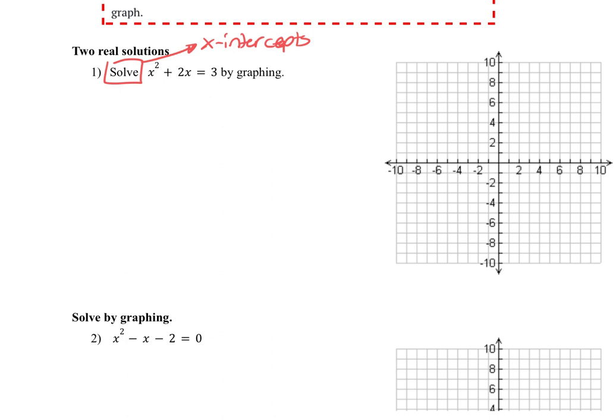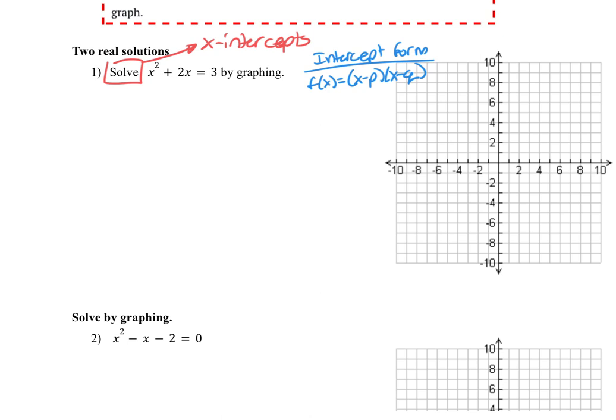Let's write it off to the side here. Okay, intercept form. Where we can write it as f of x equals (x minus p)(x minus q). Okay, we learned this last chapter.